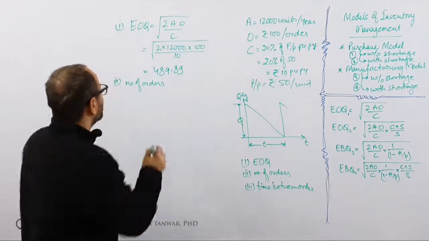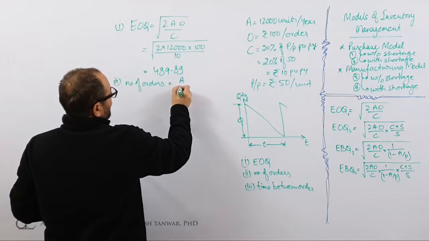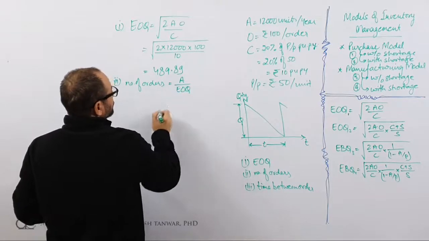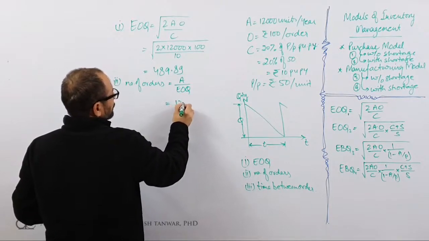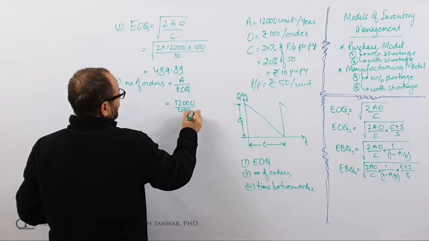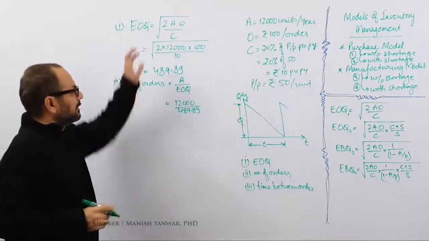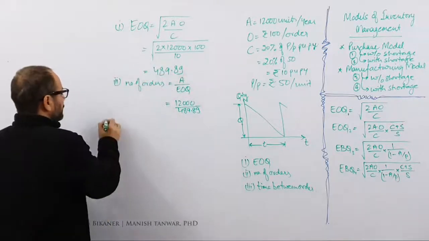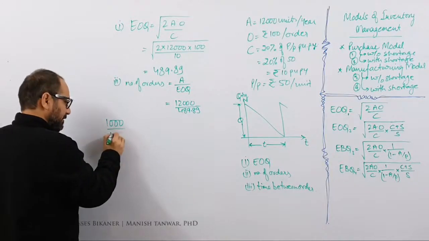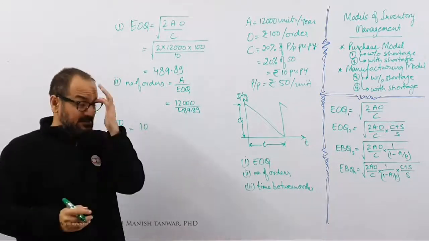Number of orders. The formula for number of orders is A upon EOQ. So in this case it becomes 12,000 divided by 489.89. Why this formula? If you have a demand of 1000 units and you order 100 units each time, how many orders do I need to place? 10 orders. It is as simple as that.